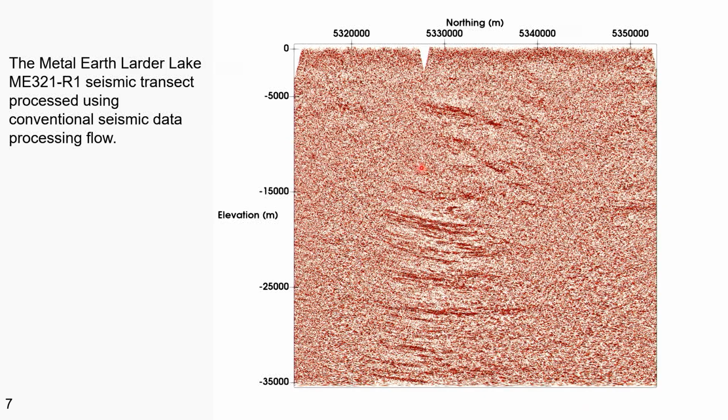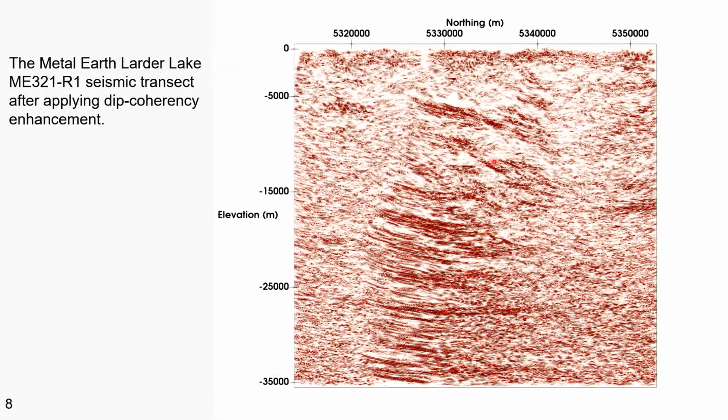This is what our seismic section for Larder Lake looks like after pre-stack time migration. What we did was try to enhance these dips, using curvelet transform or dip coherency. You can do that, and you notice these reflections, and you see these dim zones, which pretty much match with the Larder Lake fault.